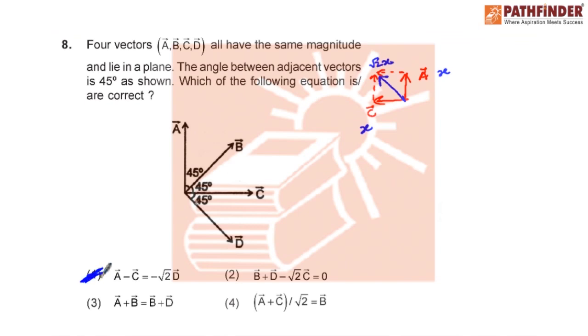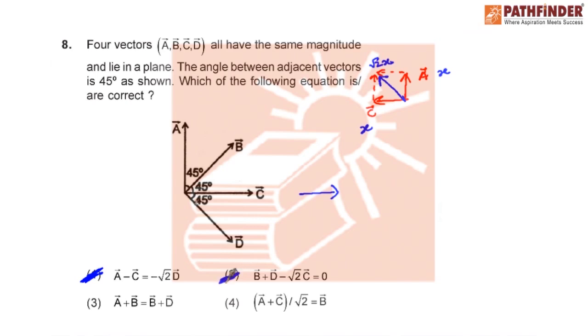If we look at the second alternative, B vector plus D vector, then B vector and D vector is going to yield a resultant along C, and it is also going to be root 2x. So minus root 2c will give us 0. Again, this is the correct alternative. So for question number 8, the second option is also correct.